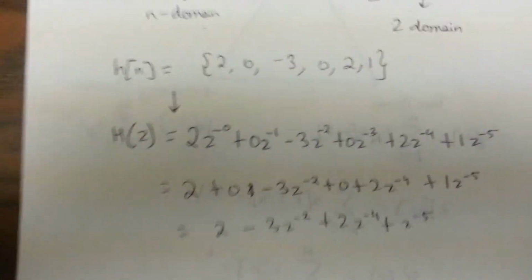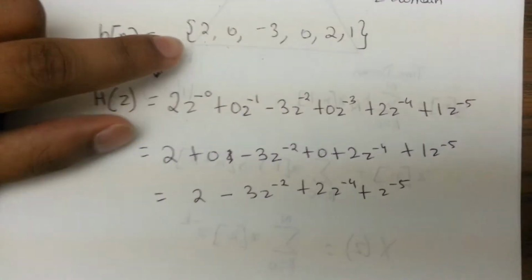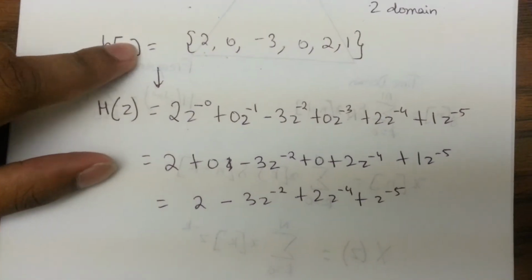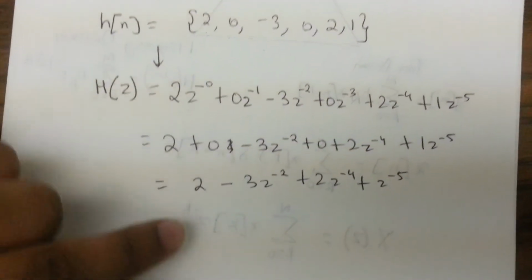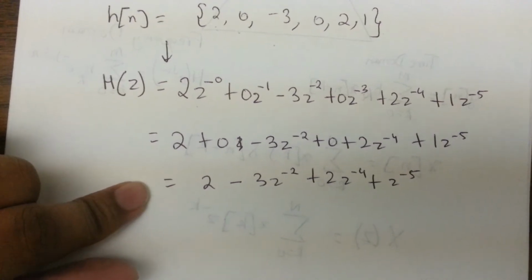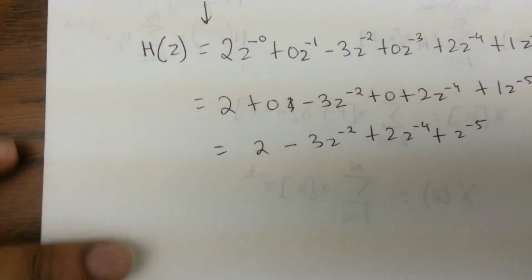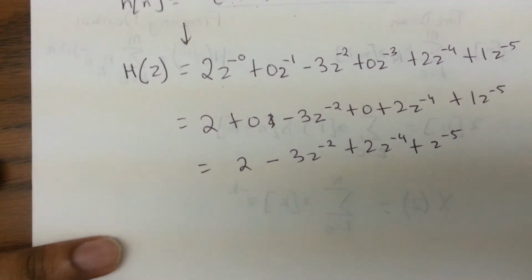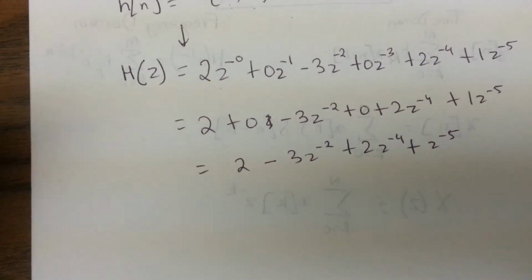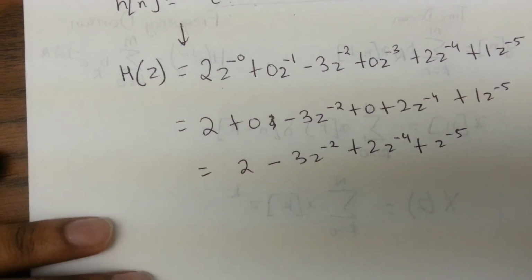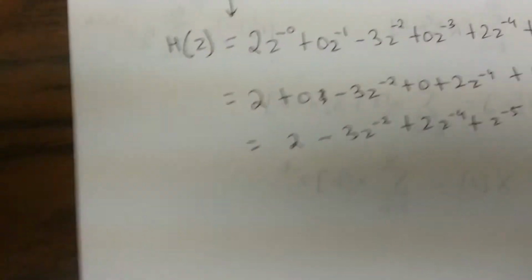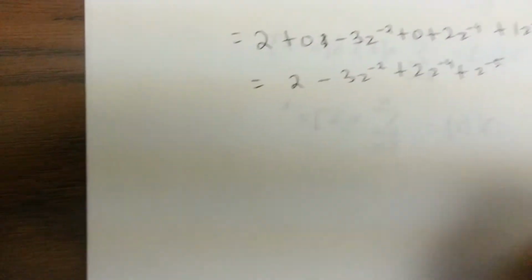So this is how you can translate from h of n, a signal where you are given the coefficients, to its z-domain counterpart. Now let's do an example where it's the opposite, going from the z domain back to the time domain. Let's do that example.